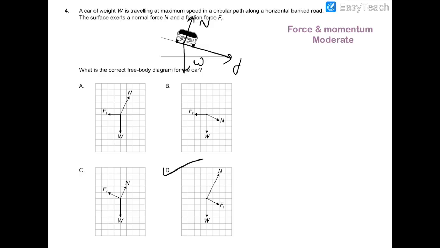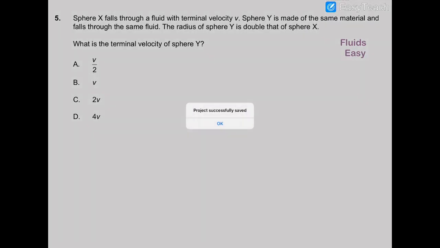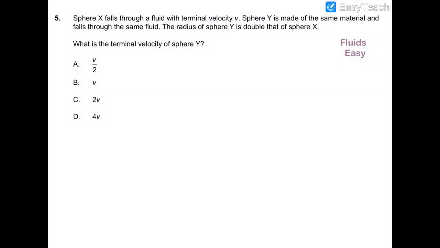Okay, now we move on to the next question. In this question, you can see that there is a sphere X that falls through a fluid with velocity V. Okay, and the sphere Y is made up of the same material and falls through the same fluid. Now, the radius of sphere Y is double that of X. So, what will be the terminal velocity of Y?